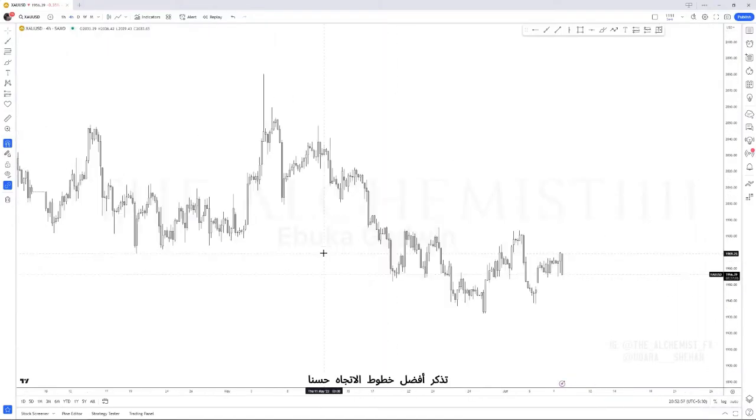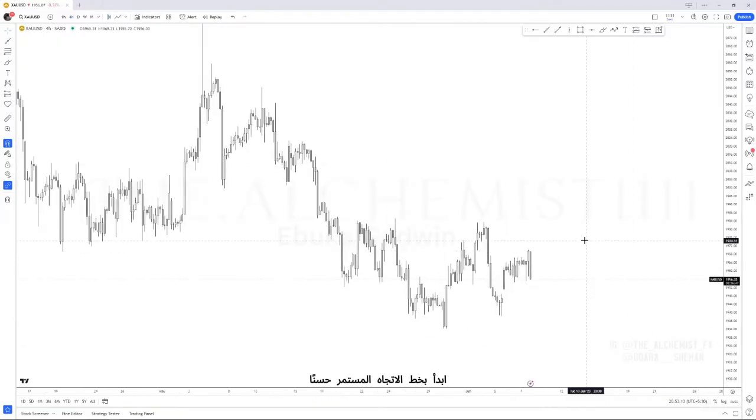The best trend lines will always come from the origin points. By an origin point, I mean the origin point of a trend. That is where the best trend lines come from. Now, I'll show you examples. Don't get confused. So now let's start with the continuation trend line.